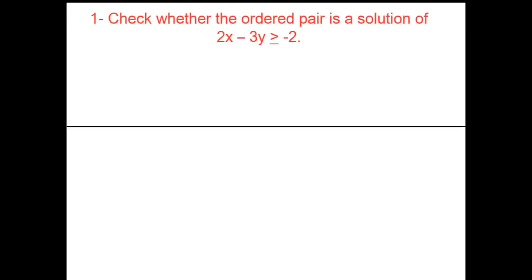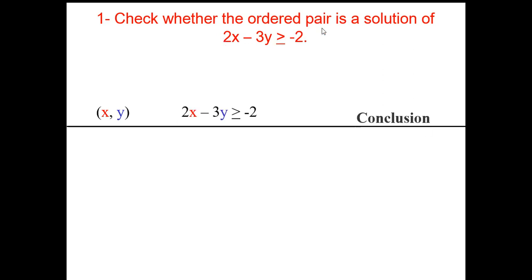Part 1: first, what's really important is to know how to check whether an ordered pair is a solution of an inequality or not. So I have the ordered pair and I have this inequality, and I'm going to reach a conclusion whether this ordered pair is a solution or not. How are we going to do it? For example, if I ask you, is (0, 0) a solution for this inequality? All you need to do is replace x and y by 0, and see if the result is right or wrong.